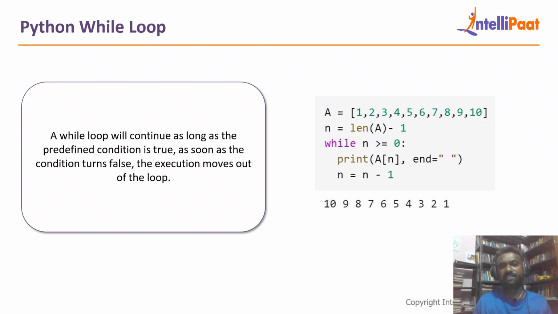Similarly to the for loop, here is a simple program showing how the while loop can be used. There is no difference between them, only a few things are different. If you are using a for loop, we have to include a range function. Here there is no need for that. You can directly mention it here.